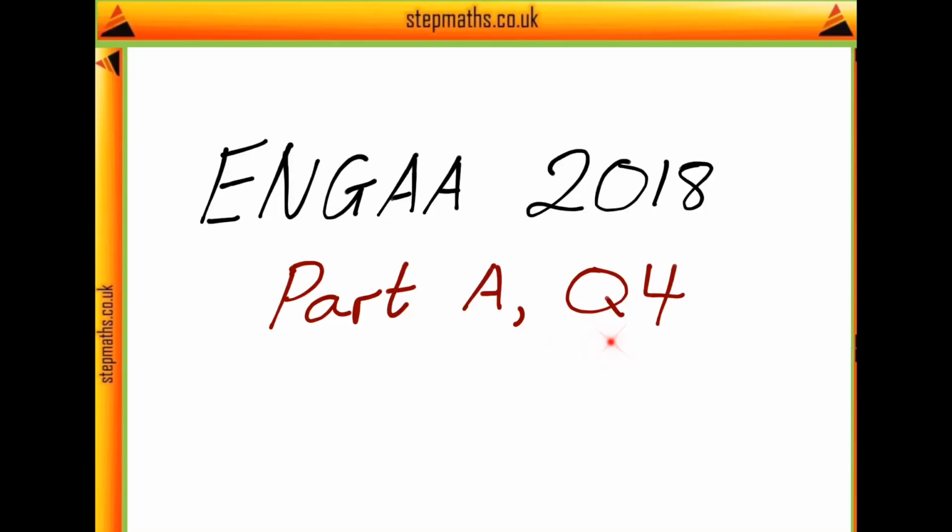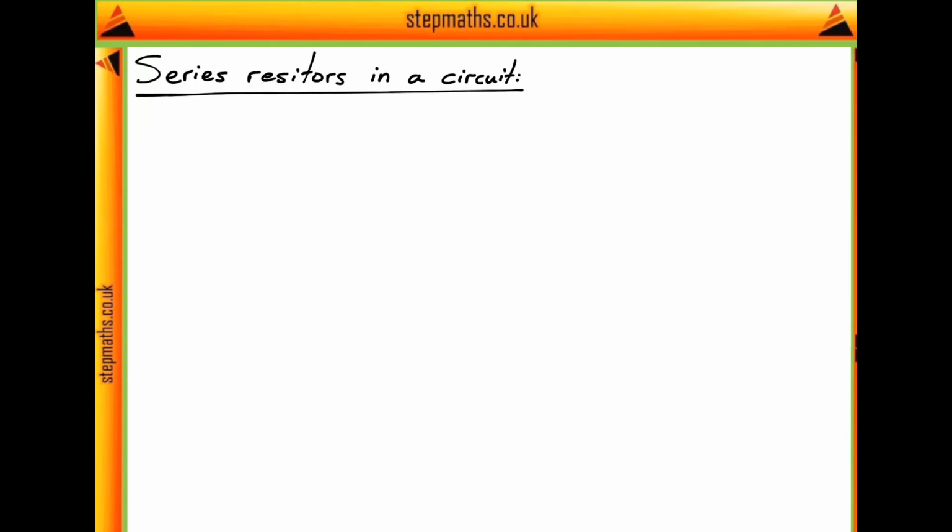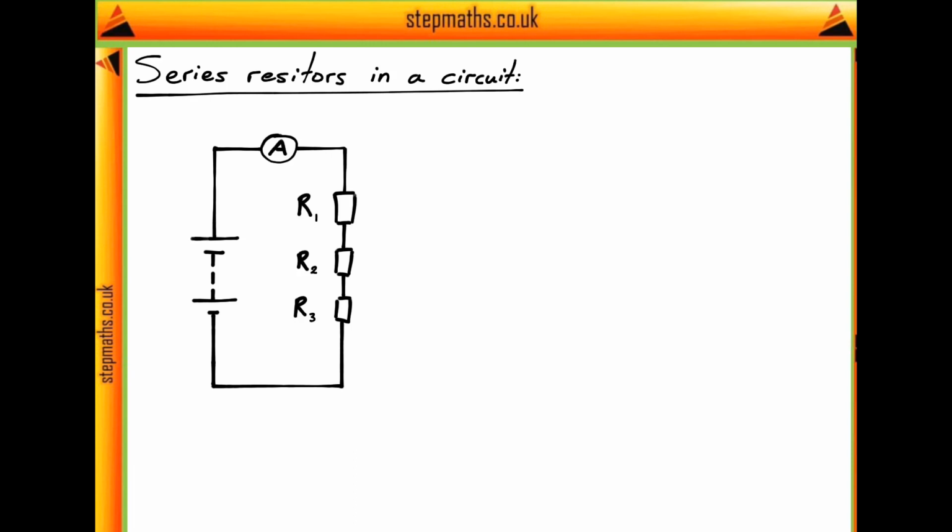Here we're going to look at question 4 of the ENGAA 2018 paper. In this question, we're given a circuit which has a battery, an ammeter and 3 resistors of resistance 12 ohms, 15 ohms and 3 ohms respectively. We're also told that the current through the ammeter is 0.2 amps.